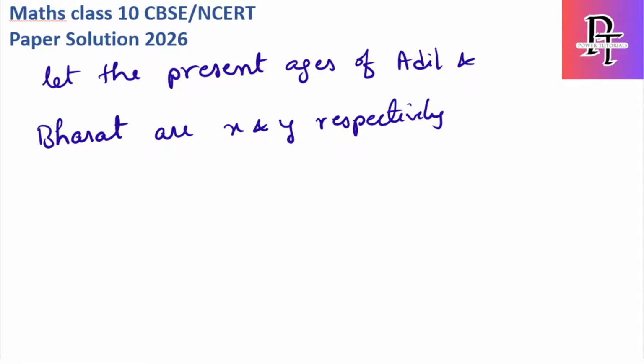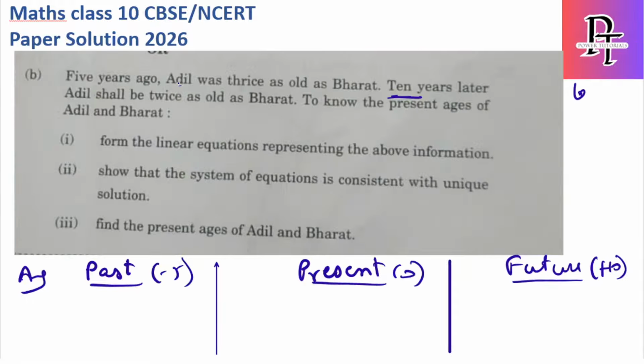ठीक है, अब लिख लेता हूँ अडिल और भरत. मतलब अडिल का एज पास्ट में x minus 5 होगा और भरत का y minus 5. प्रेजेंट में दोनों का x और y होता है और फ्यूचर में अडिल का x plus 10 और भरत का y plus 10. ओके, नाउ हम चेक करेंगे रिलेशन क्या लिखा है.